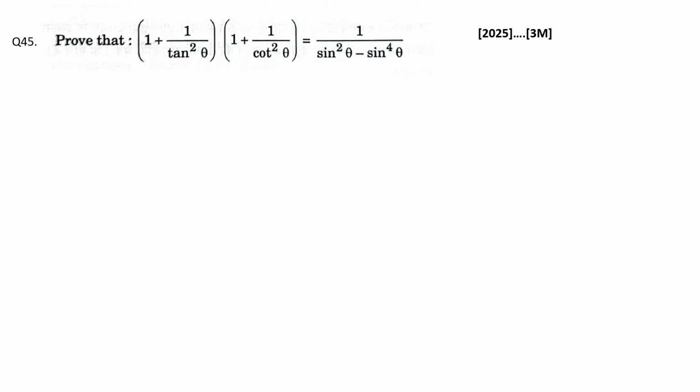Prove that (1 plus 1 by tan square theta) into (1 plus 1 by cot square theta) equal to 1 by (sin square theta minus sin 4 theta). Now, whenever a proof question comes, a little lengthier one, it comes for 3 marks.